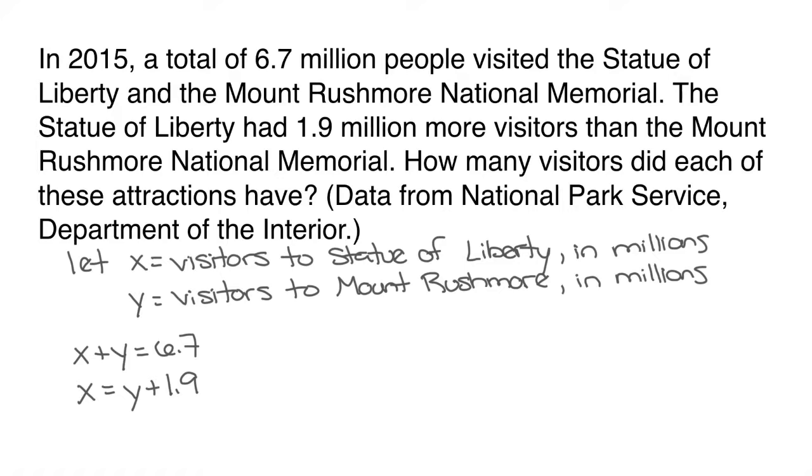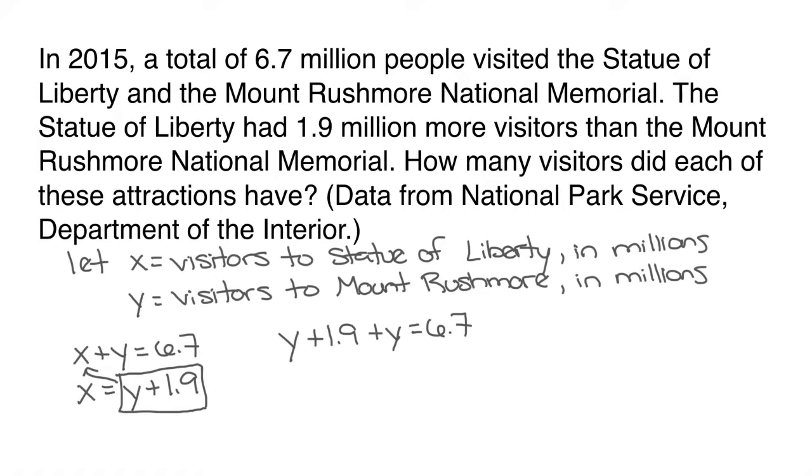Now we have a system of equations in two variables, so we can solve for the variables. To do that, let's use substitution. We have our second equation in terms of x, so we can substitute that expression for x into the first equation. When we do that, we have y plus 1.9 plus y is equal to 6.7.